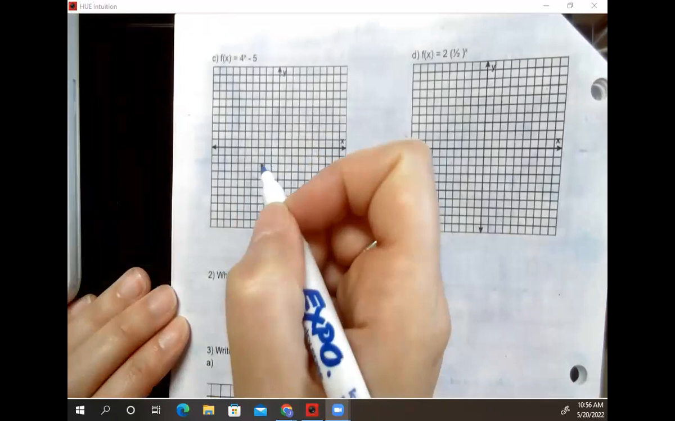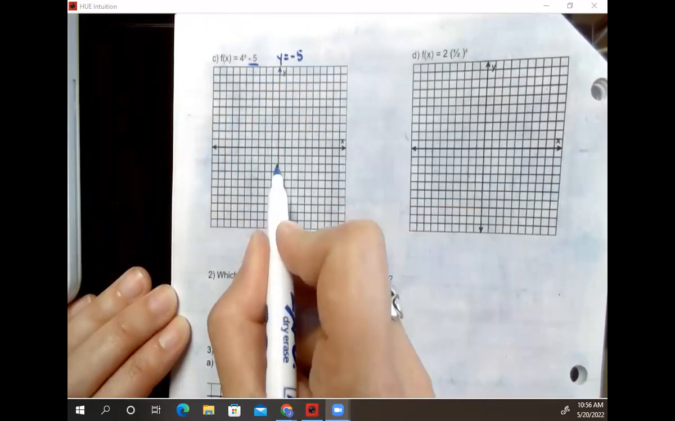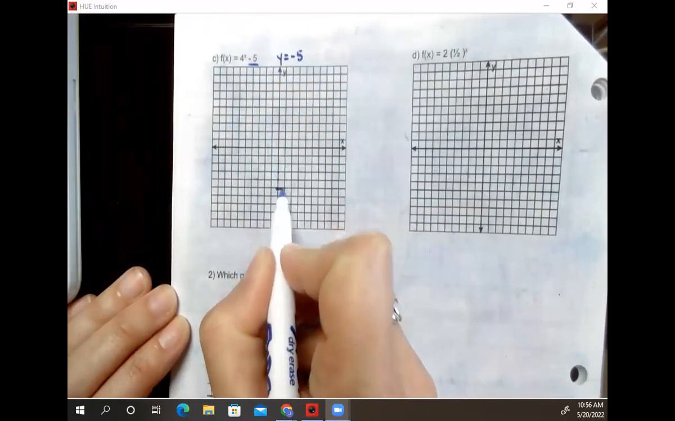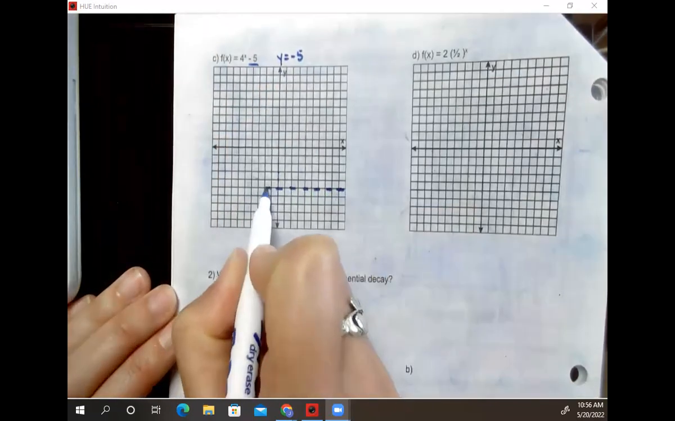I'm going to start with my asymptote again. Since I see a -5 at the end of my function, that means my asymptote's at -5. So 1, 2, 3, 4, 5. And again, make sure it goes all the way across your coordinate plane.